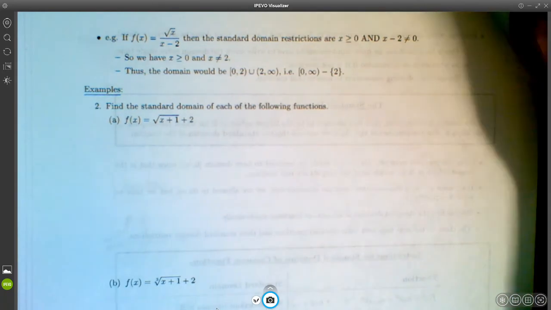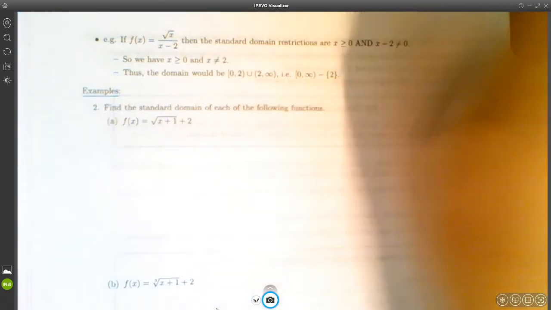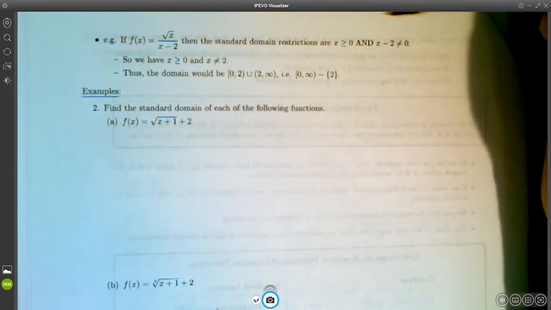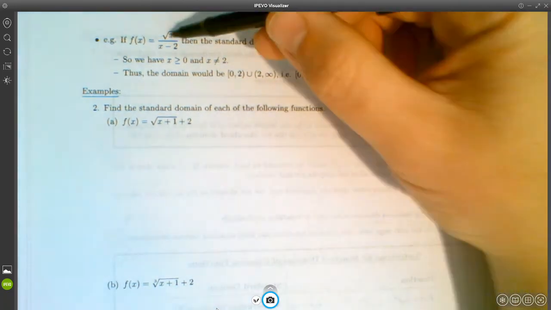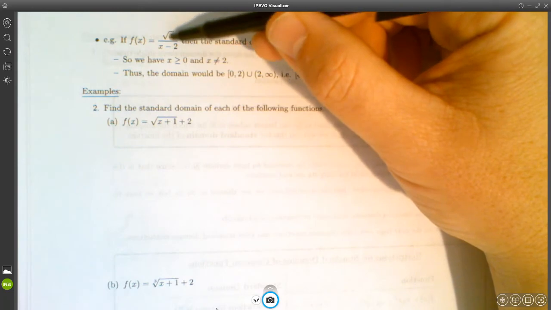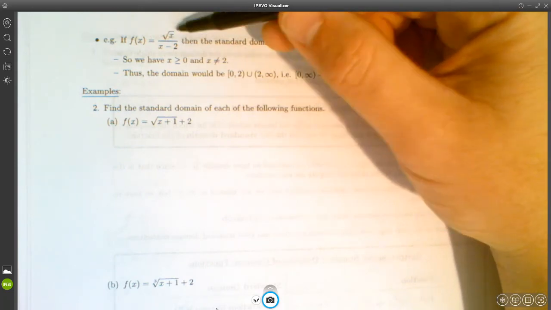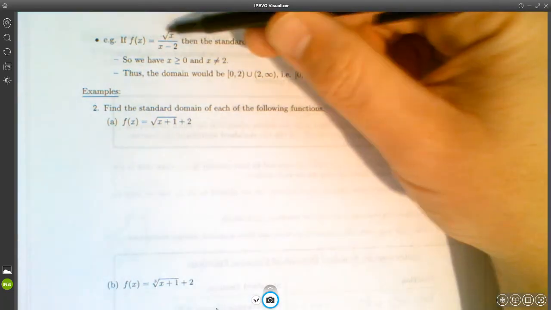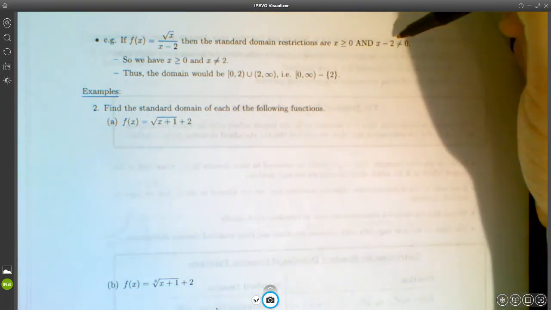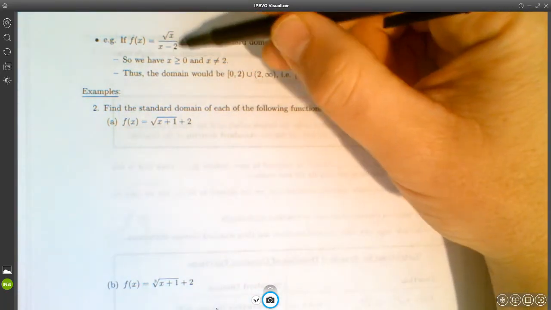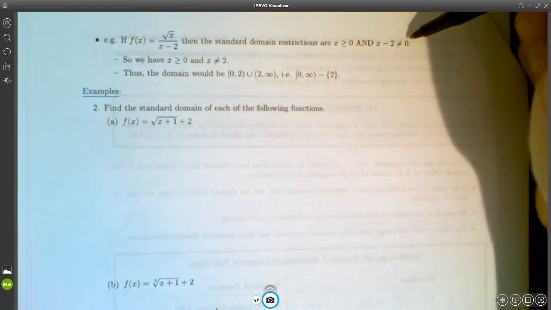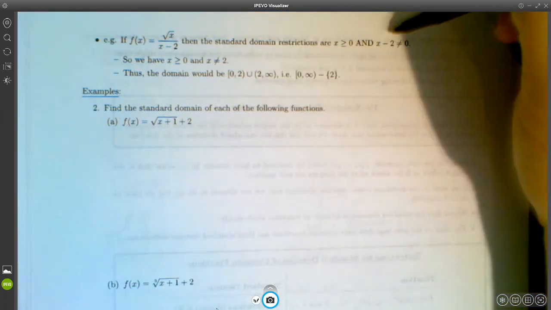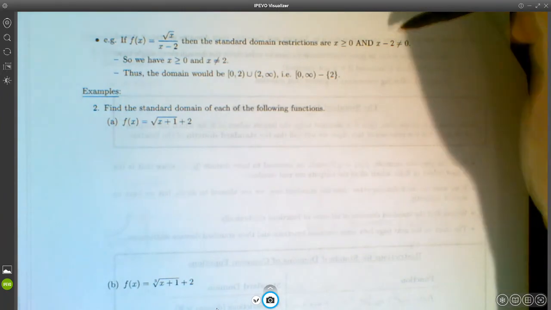So here's an example, right? Let's say f of x equals square root of x over x minus 2, right? So then the standard domain restrictions are, first of all, x has to be bigger than or equal to 0, otherwise the square root of x is undefined, or is not a real number. But also, x minus 2 can't equal 0, right? Because that would give you a 0 in the denominator, and that's not a real number. So both of these restrictions have to be met, I guess.